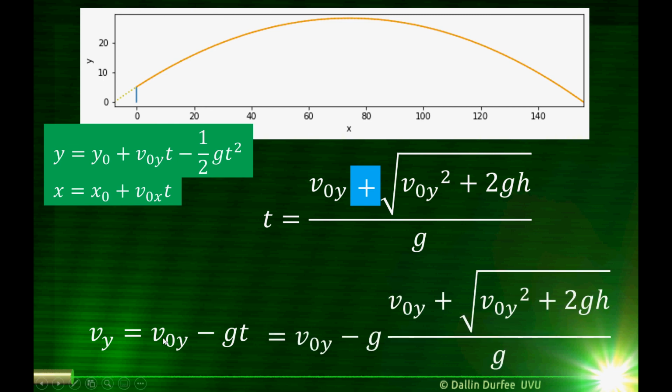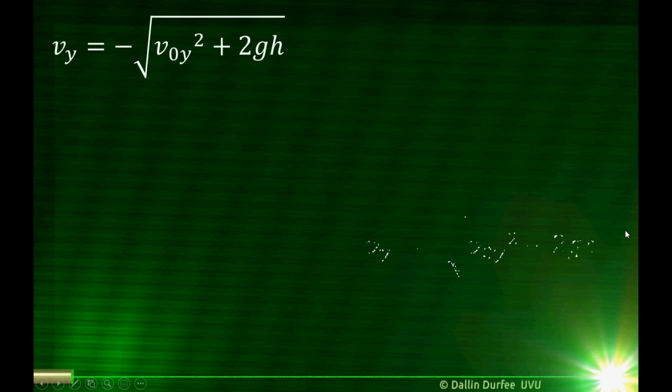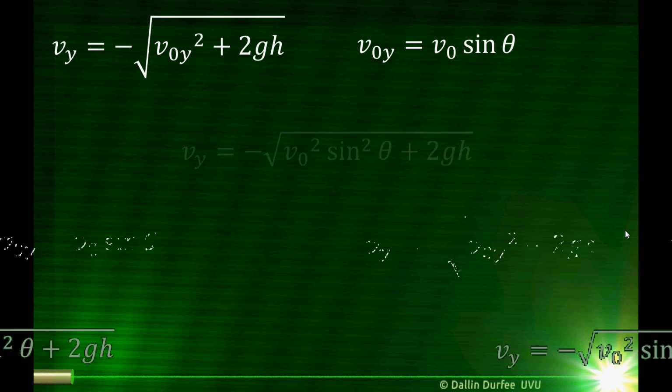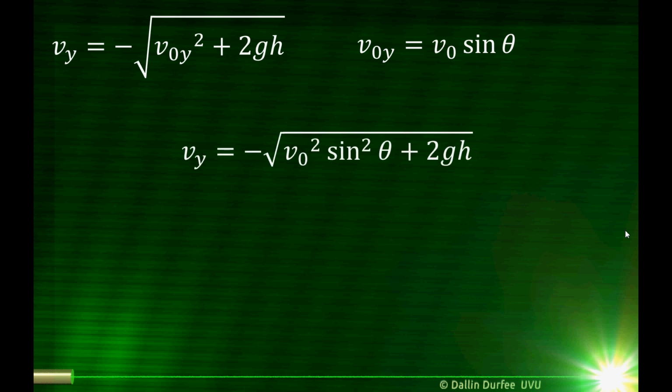So now that I have that, I will plug that into my formula for v sub y. So I get v naught y minus g times all of this stuff here. I just plug that in, right? Now notice that the g's cancel out. Once I cancel out the g's, the v naught y's cancel out, and I'm just left with negative the square root of this stuff. So there's v sub y. It's negative the square root of v naught y squared plus 2gh. And of course, v naught y is just v naught sine theta. It's the y component of the initial velocity. So I plug that in. And there's my solution.